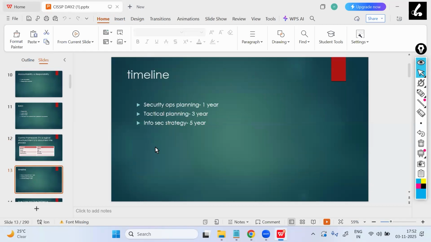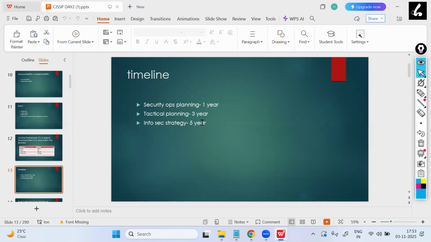Then we have timelines. When we talk about these policy, standards and procedures, if I am a CEO of an organization, I cannot keep telling people I'm changing the policy every 2 months. That's not possible, and that is not effective also. So my main policies, the InfoSec strategy that I will make for 5 years, and I'll review it after 5 years. My tactical planning is 3 years. I'll see where I stand in 2.5 or 3 years.